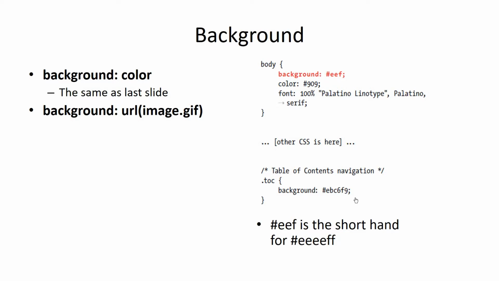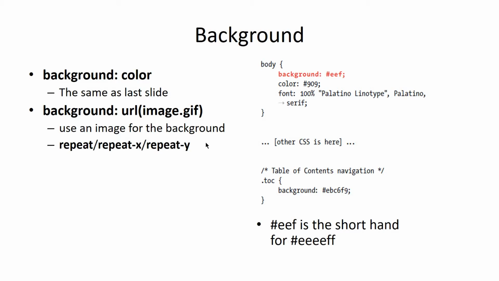Okay, and besides setting background to a single color, you can also use a picture. And what you need to do is use the keyword URL, then the actual URL of the picture. In this particular example, it shows using the picture called image.gif in the same directory as the HTML file. Okay, so in this case, it uses the image for the background.